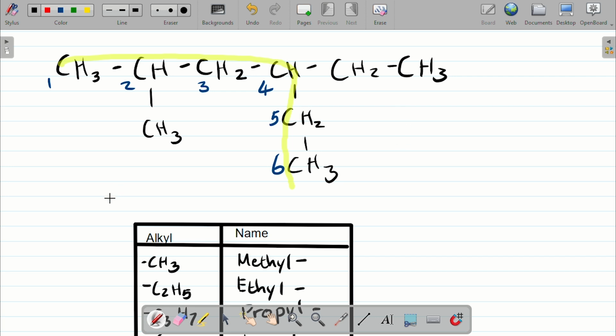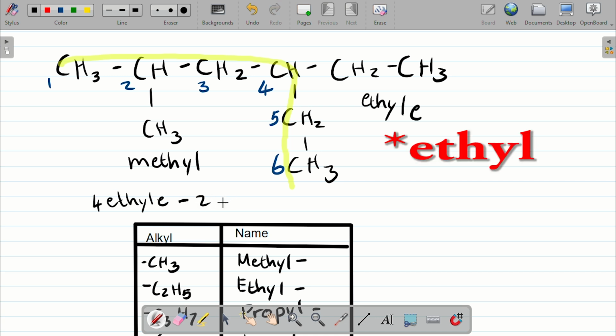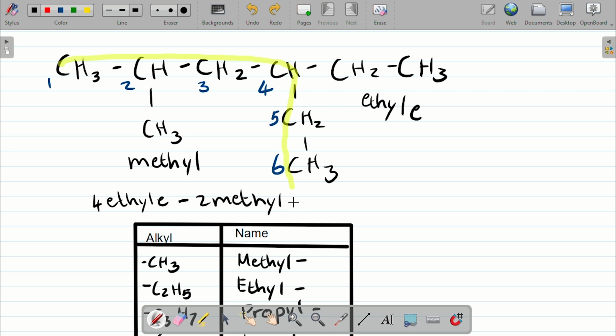Now with alkyls, we write them in alphabetical order, and since ethyl comes before methyl, E comes before M alphabetically, we have 4-ethyl, 2-methyl, and then we have our parent chain, which is the hexane. So 4-ethyl-2-methylhexane.